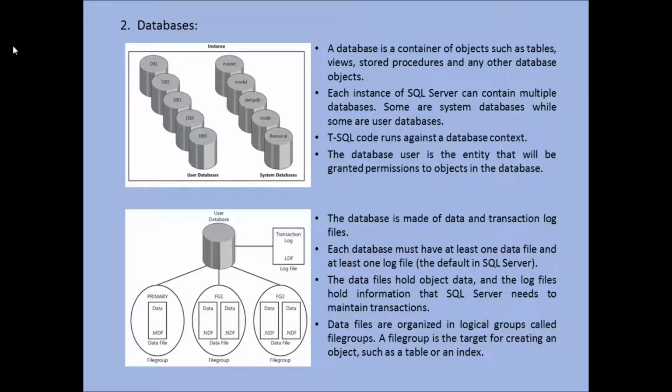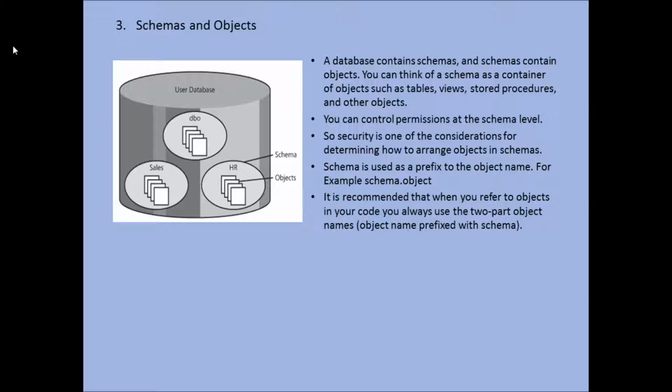Data files are organized in logical groups called file groups. A file group is a target for creating a table or an index. Within a database, we have multiple schemas, and within a schema, we have objects. You can control permissions at the schema level. Within a schema, we can have all objects like tables, stored procedures, views, triggers.